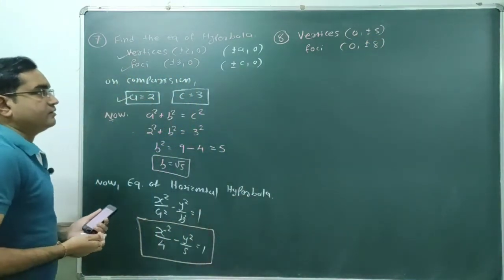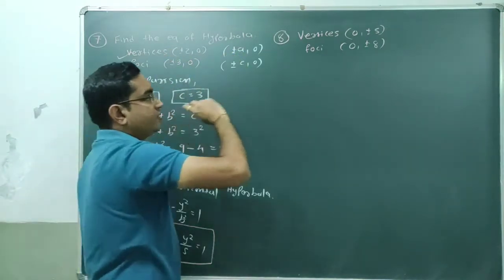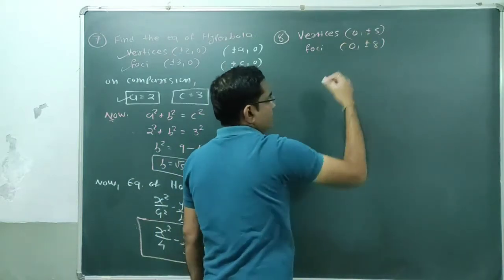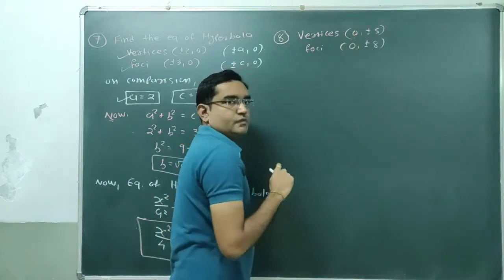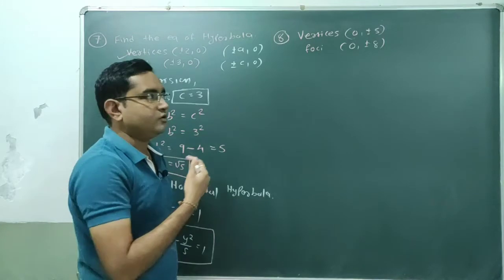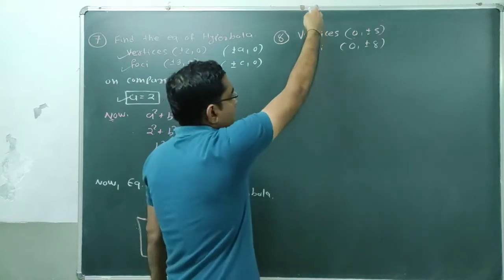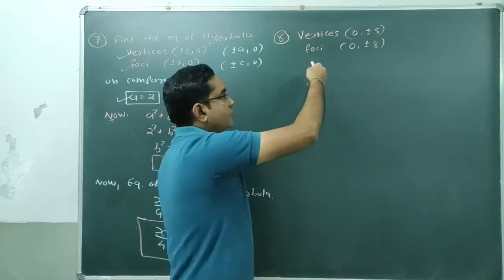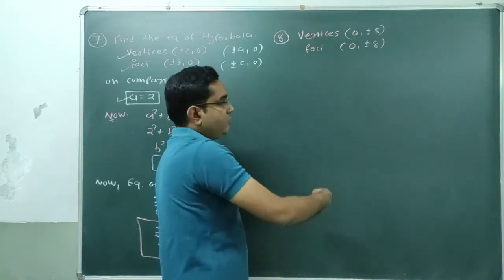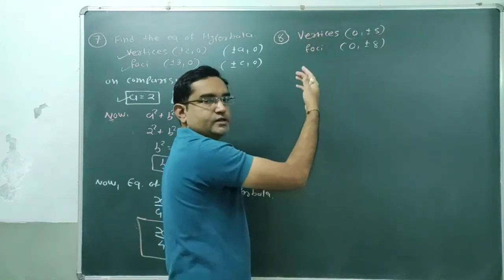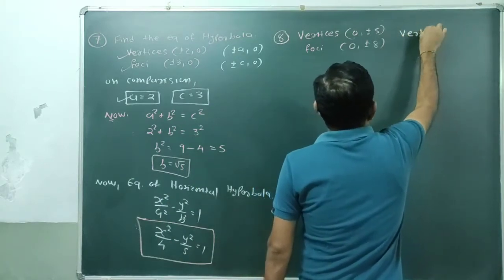Same conditions are given, but for question number 7 our vertices and foci lie on the x-axis, and for this case the vertices and foci lie on the y-axis. Here the x coordinates are 0, and any point whose x coordinate is 0 lies on the y-axis. So both vertices and foci are along the y-axis. The axis on which our foci lie is known as the transverse axis, and here it is along the y-axis. Whenever the transverse axis is along the y-axis, this is the case of a vertical hyperbola.